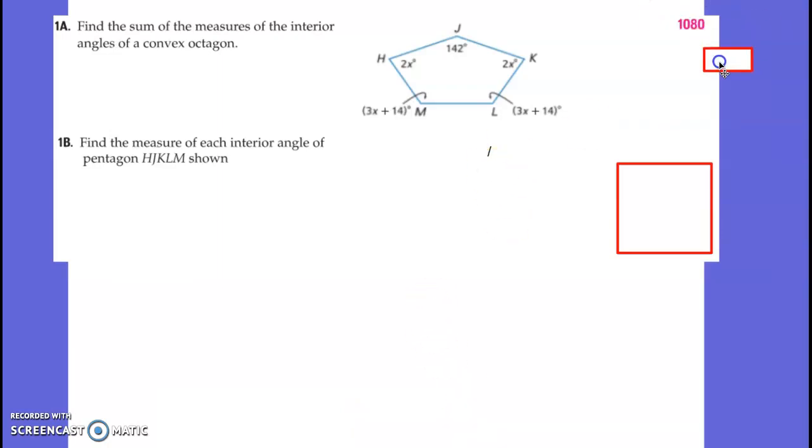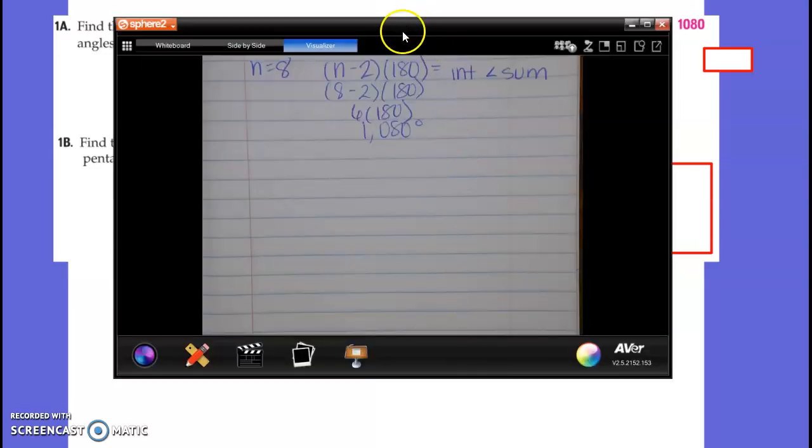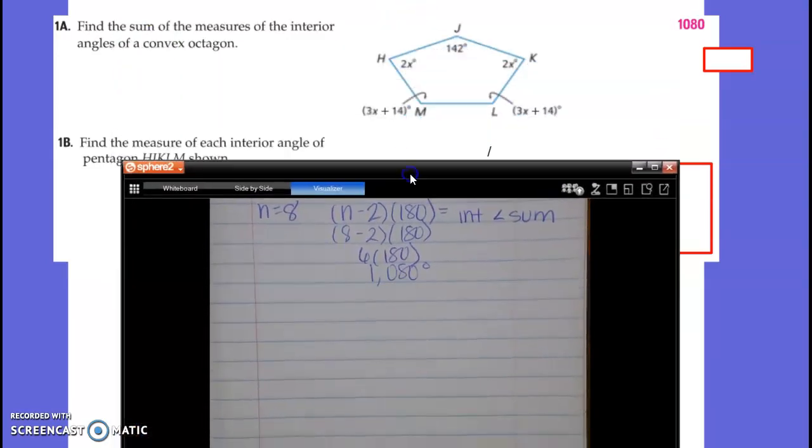Let's see if we got that right. There we go. Good. Your teacher knows what she's doing. For example 1b, we want to find the measure of each interior angle of the pentagon HJKLM that's shown right here. So I'm going to come back to my work page, bring it down a little bit so that I'm able to see the pentagon.